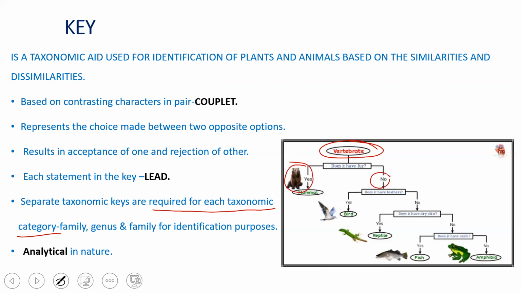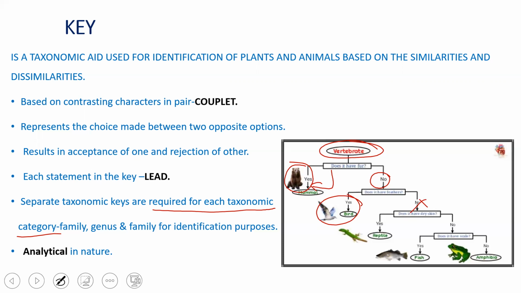And the other opposite contrasting character will be: no, it doesn't have fur. If it is having fur, we can refer to it as a mammal. If no, then we'll further undergo the process of classification. Next question is, does it have feathers? Yes, it has feathers. If it is having feathers, then we can estimate that it is a bird. So if it doesn't have, this is a rejected statement, we have to analyze for some other organism.